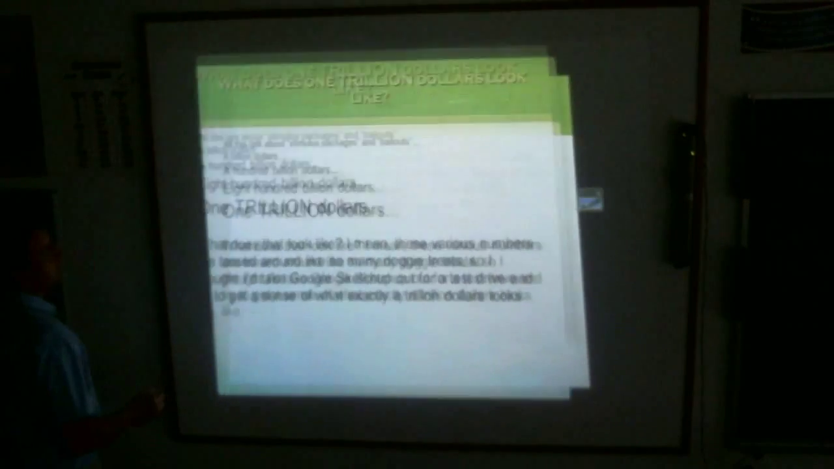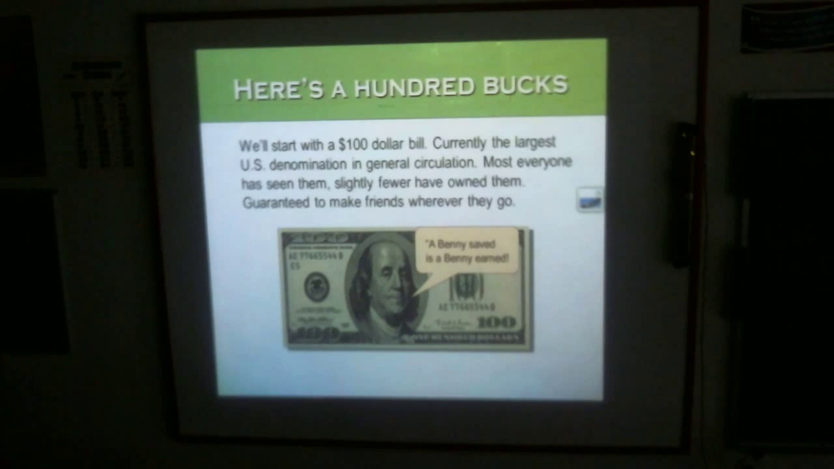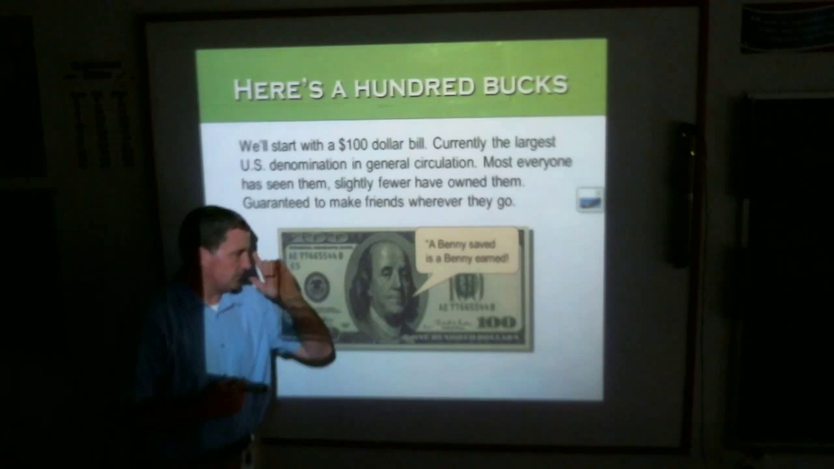Here we go. Let's start with a $100 bill. Currently the largest U.S. denomination in general circulation. Most everyone has seen them. They do look different now because they got all sorts of color on them. Guaranteed to make friends wherever they go. A penny saved is a penny earned.